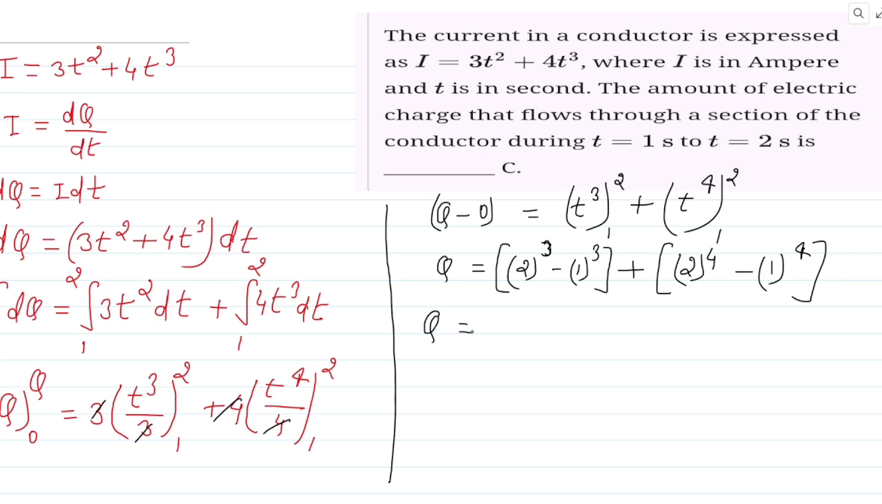q is equal to 2 cube is 8 and 1 cube is 1, so 8 minus 1 plus 2 to the power 4 is 16 minus 1. Finally q equals 7 plus 15. So the final answer, the value of charge, is 22 coulomb. This is also another PYQ of the JEE exam.